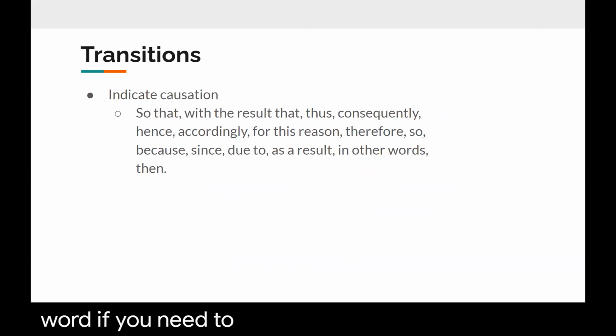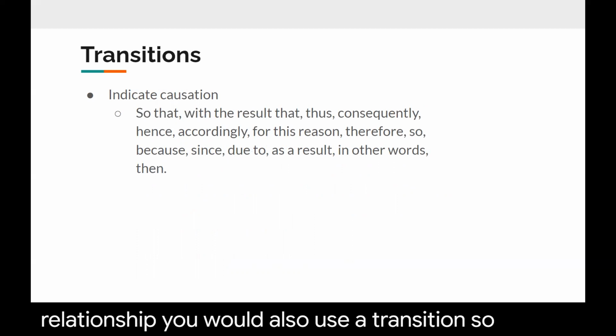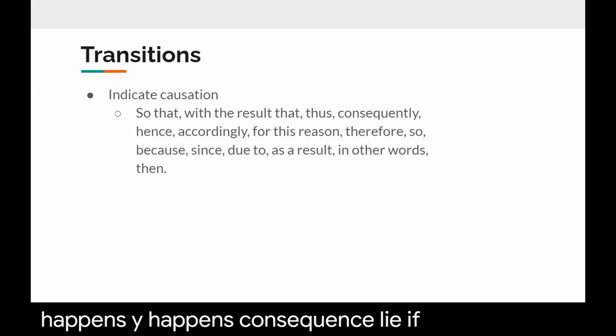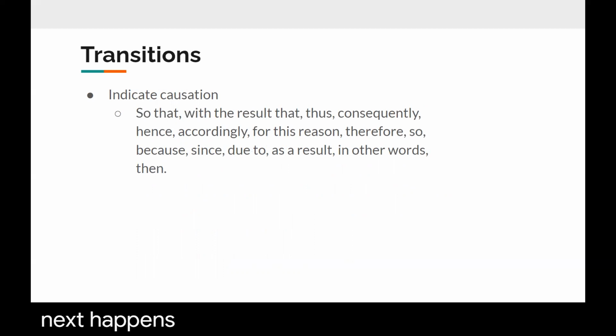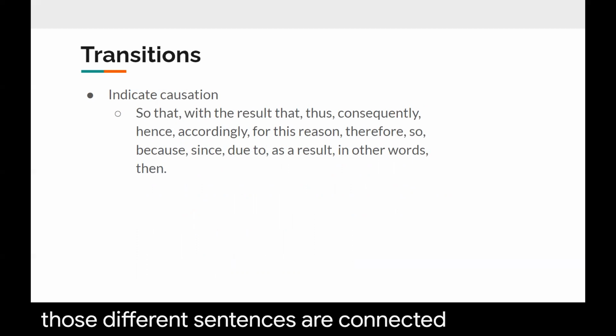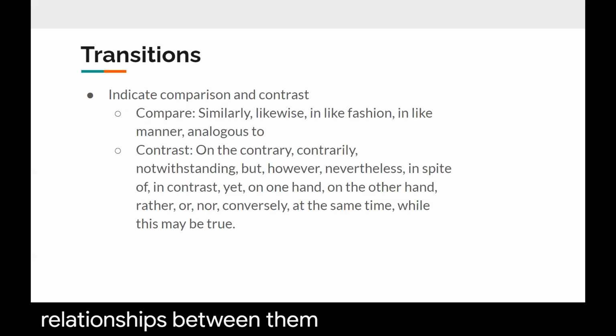If you need to indicate causation in a relationship, you would also use a transition. So consequently, if I say that when X happens, Y happens, consequently, if Y happens, then X happens, right? And so you're showing how those different sentences are connected and the relationships between them.